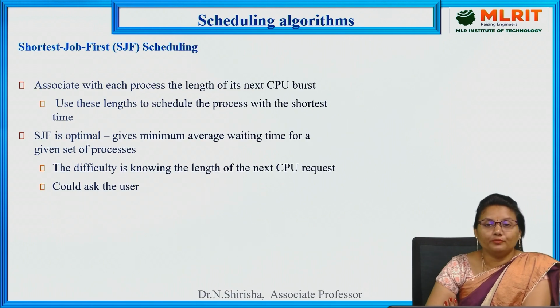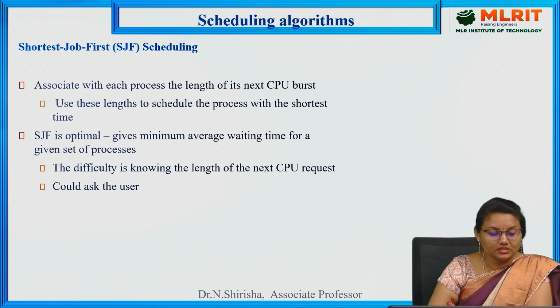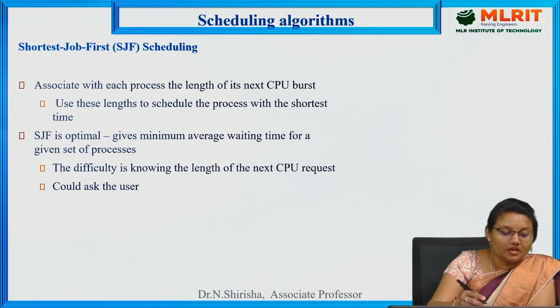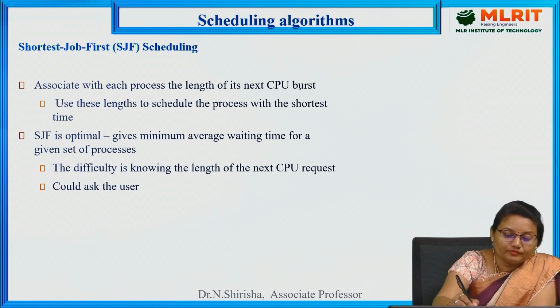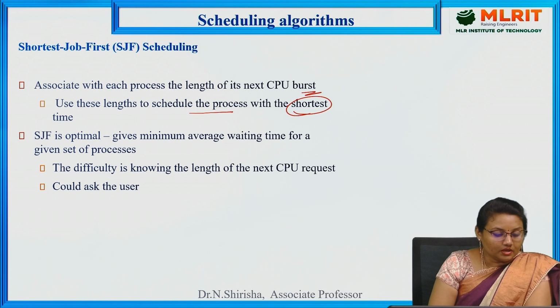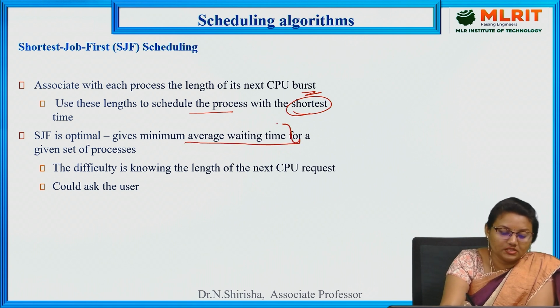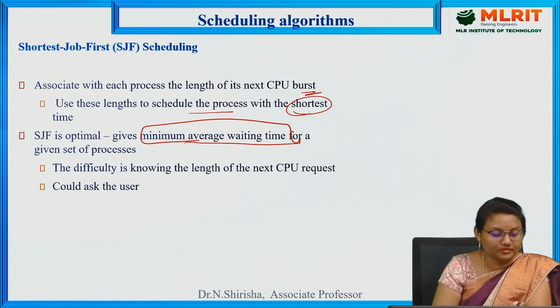Then we'll move to SJF. SJF is shortest job first scheduling. Whenever you have a CPU burst and an IO burst, this is the cycle that we have seen for every process. With each process, the length of its next CPU burst is used to schedule the process with the shortest time. I'll tell you with the help of an example. SJF is optimal, it gives the minimum average waiting time for a given set of processes. Average waiting time is minimum when compared to FCFS.